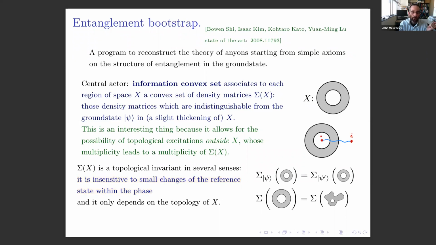And secondly, it only depends on the topology of the region X. So not only can we deform the state in which we're computing this, we can also deform the shape of the region, preserving its topology.